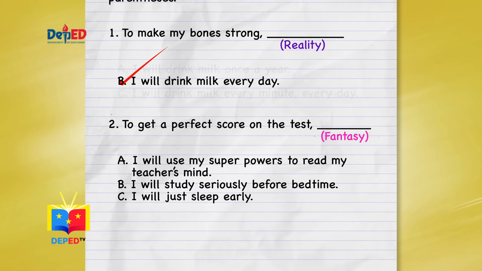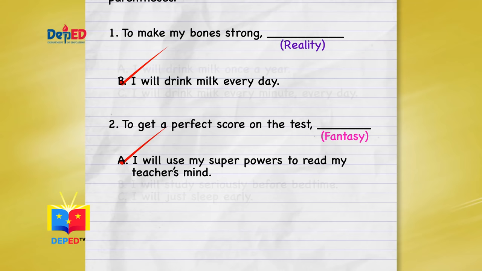Number 2. To get a perfect score on the test, letter A. I will use my superpowers to read my teacher's mind. B. I will study seriously before bedtime. C. I will just sleep early. Answer? A. I will use my superpowers to read my teacher's mind.